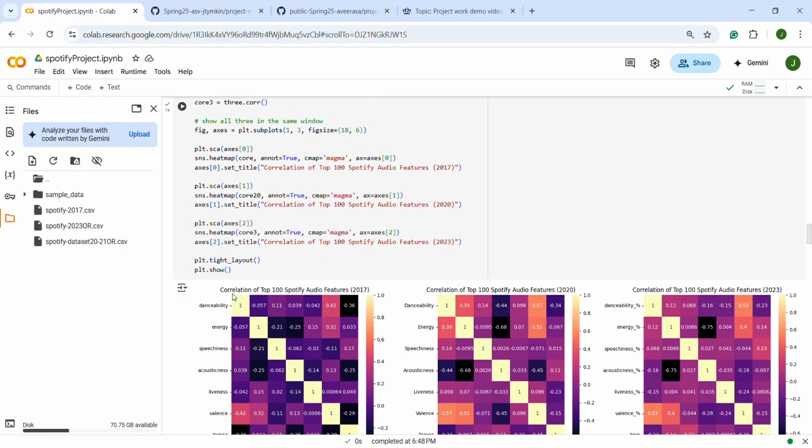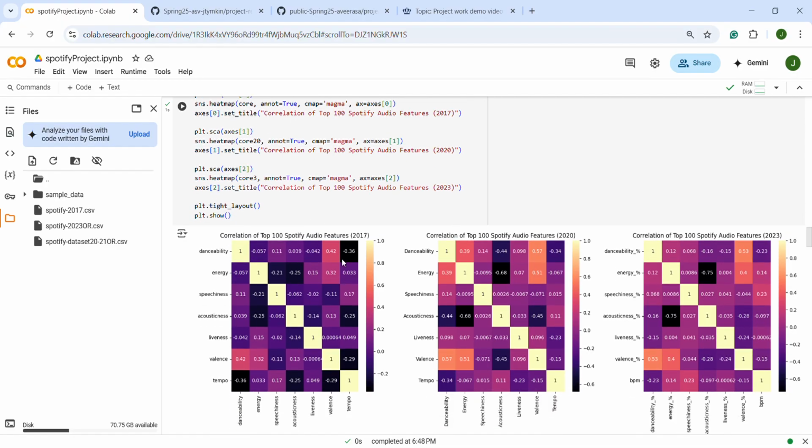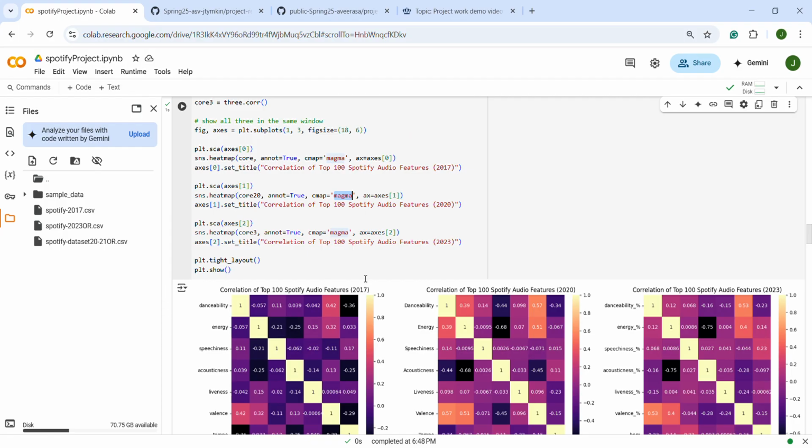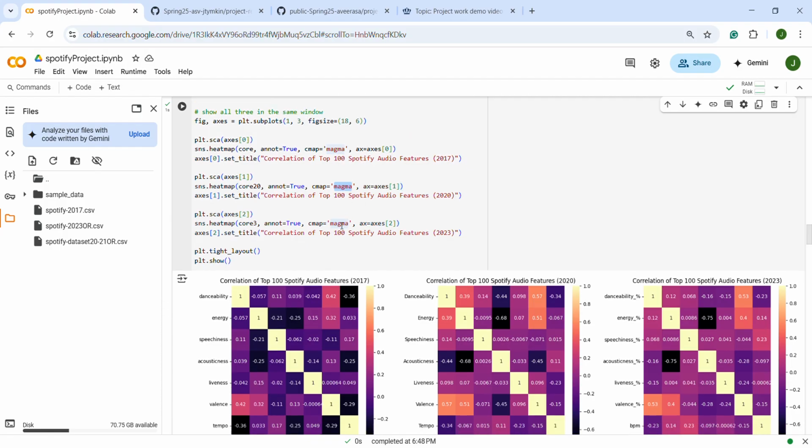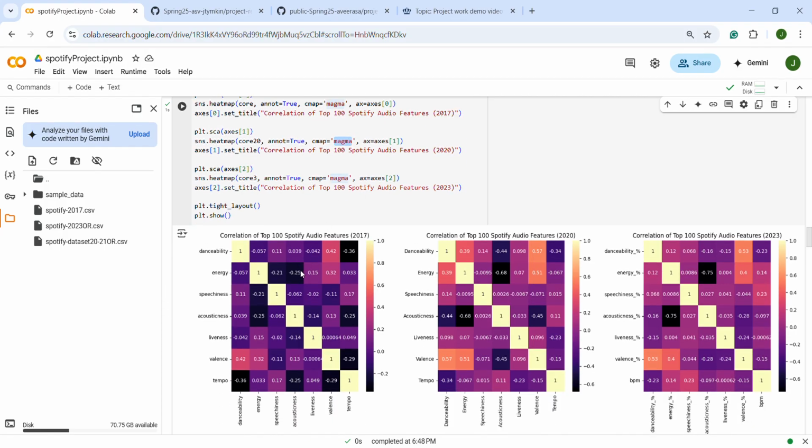I think the titles properly outline what you're looking at: a correlation of the top 100 Spotify audio features. I used a magma color scale. I thought this really helped to show the data. You can see the dark is obviously bad.